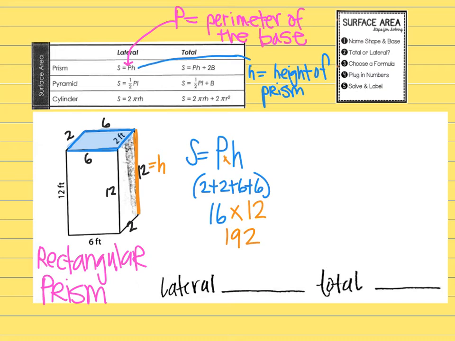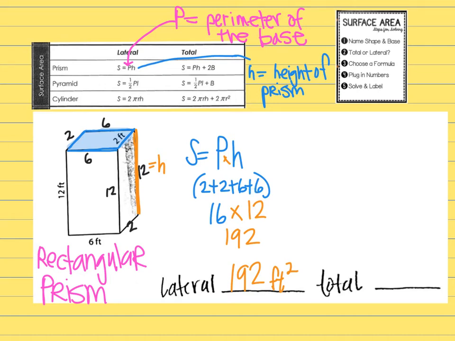Now, surface area is always in square units. So my lateral surface would be 192 square feet because this is being measured in feet. So basically what I did real quick right here is I added all these numbers together and then I multiplied them by this, which in turn let me do the surface of each one of these 4 sides, the front, the right, the one in the back, and the one on the left, all at one time. I could do them separately, or I could just do this formula and keep them together.